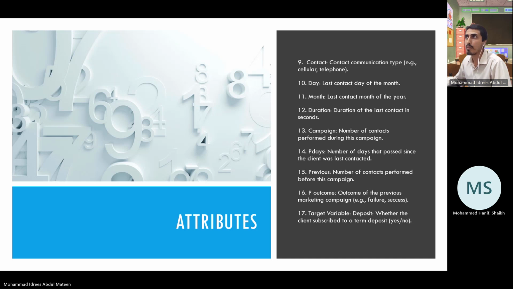Because maybe in the last marketing campaigns, the client was being engaged, and maybe he was the client or not. And the target variable will tell us whether it's our current customer or it can be our future customer, because if the outcome was successful, then it would be the one which will be the subscribed client.